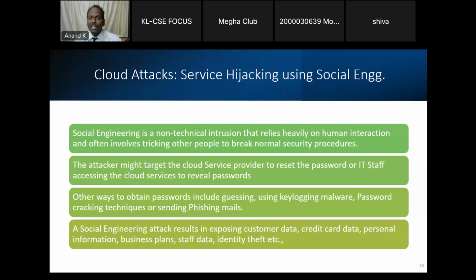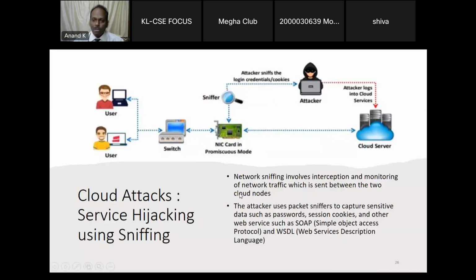Or sometimes your DNS is wrongly mapped. You will be taken to the wrong servers. All your famous websites will look genuine, but it's not like that. What is the result of social engineering? Exposing customer data, credit card data, personal information, PII, business plans, staff data, identity theft, etc. See, all these things are called server hijacking. This is one of the attacks which is there. Also, I'll tell you the remedies for how you can handle it.